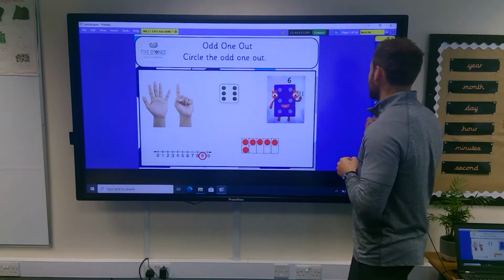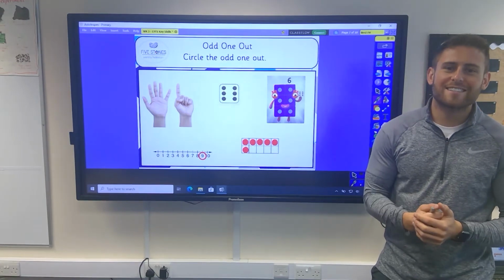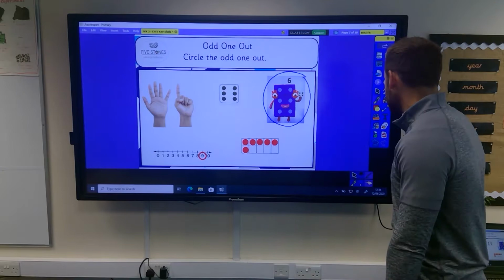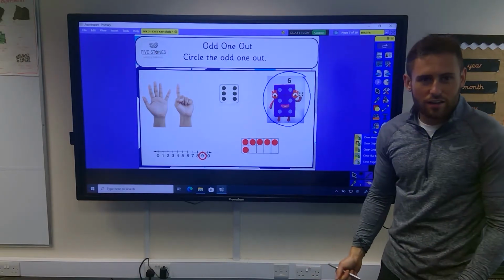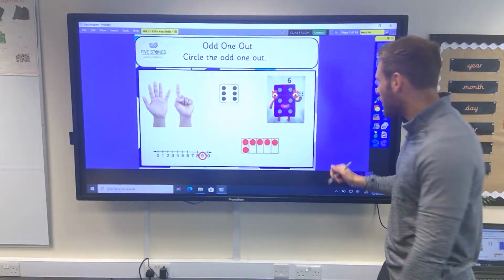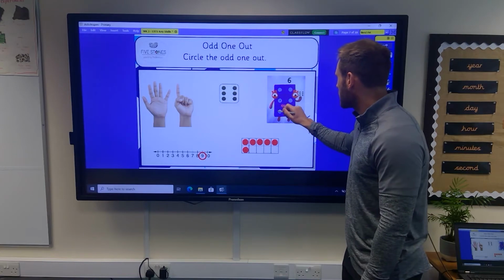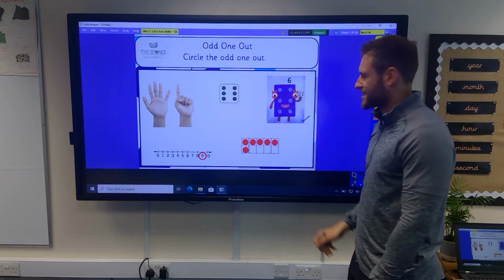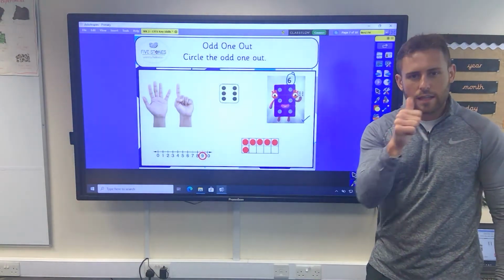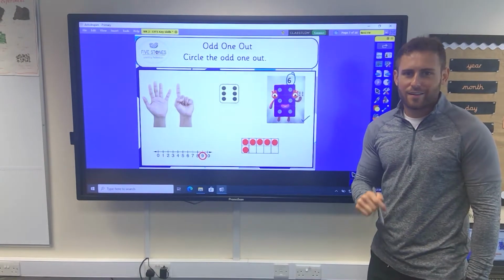Right, let's have a little look. Early years, who's managed to spot the number block 6 character? Yes, we know that this is 6. So do we need to circle that one? No, we don't. That is not the odd one out. Let's just double check. 1, 2, 3, 4, 5, 6. And some of you will recognise that this is the digit 6, and that's how we write it. Well done.